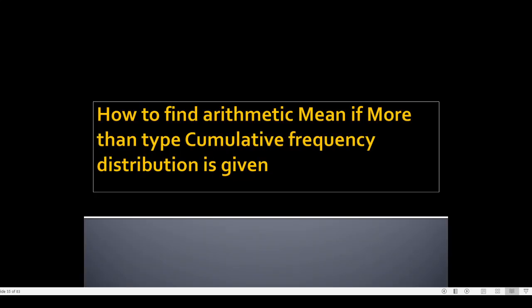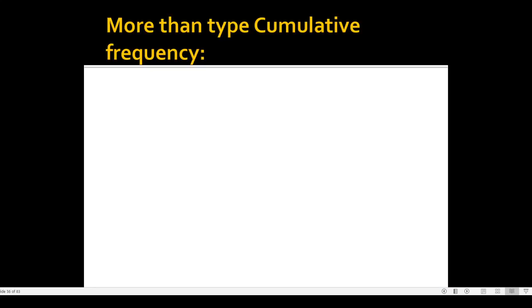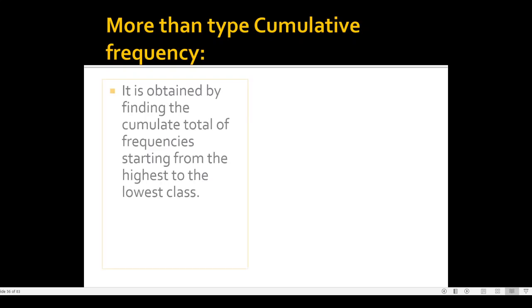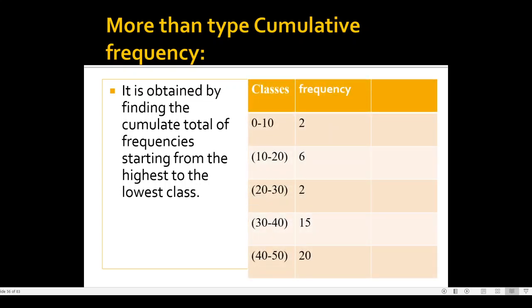Then we see, if we are given more than type cumulative frequency, how can we find the arithmetic mean? Take this problem. For this, first we see more than type cumulative frequency. It is obtained by finding the cumulative total of frequencies starting from the highest to the lowest class. Suppose we are given this type of problem, classes and frequencies. Here frequencies are given 2, 6, 2, 15 and 20. These are our frequencies.